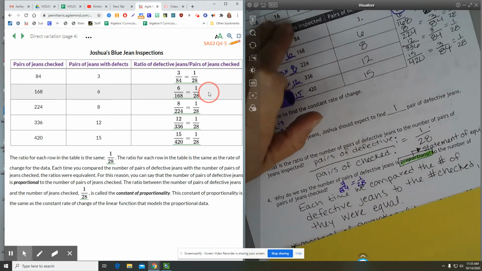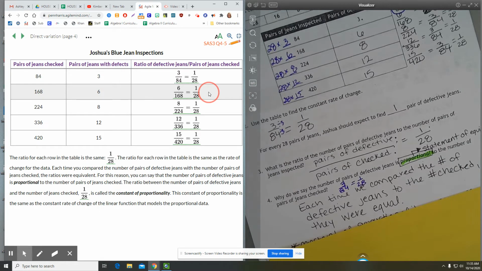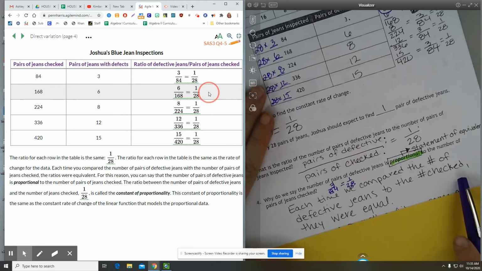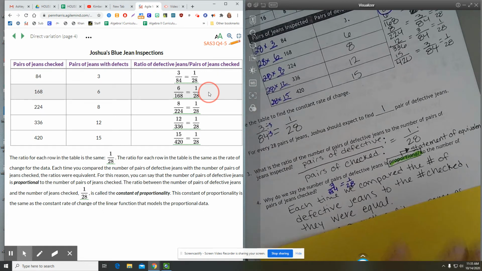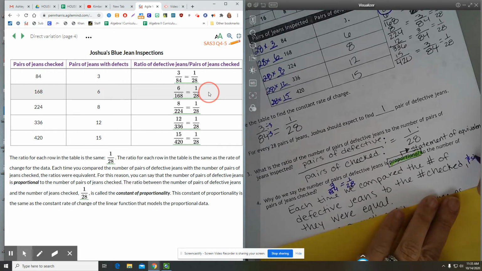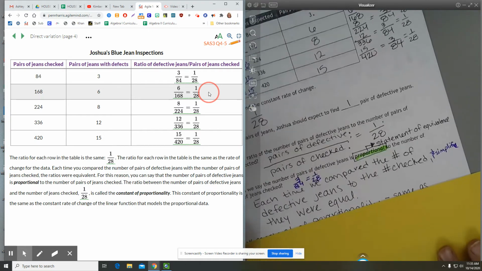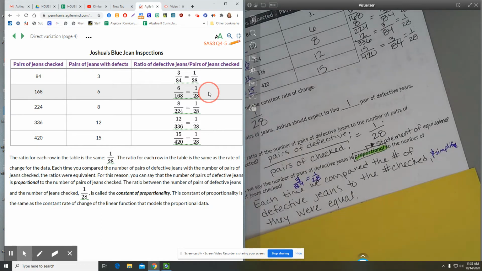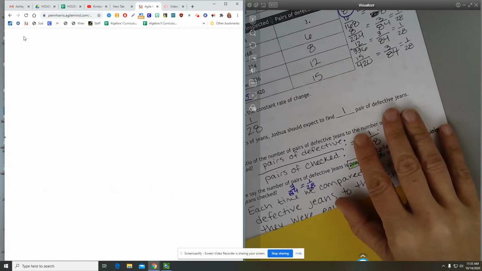And what happened here was that each time we compared the number of defective genes to the number of checked genes and simplified, maybe mark that down, simplified or reduced, they were equal every single time, guys. If you look over here, every single time we compared the defects with the number checked, it reduced to 1 over 28. Let's go to number 5.